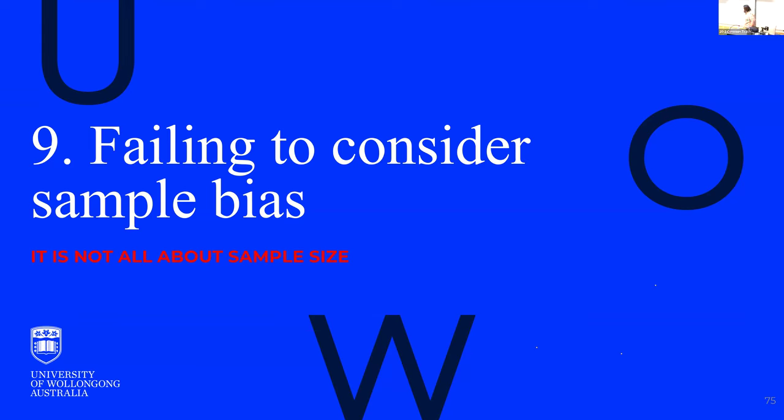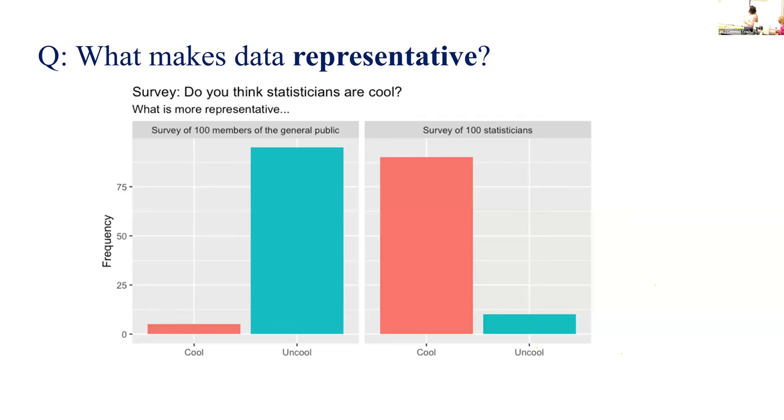Okay, so one of the big problems we have when we're doing studies is what we call sample bias. And this is something that every person who does statistics has to encounter, right? No sample is perfect. I wish they were, but they aren't. So I'm going to ask a question. What makes data representative, right? I want to take this sample and say it represents a broader population. What makes it representative? And I've got a good little thought experiment here.